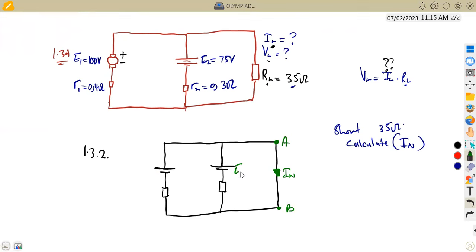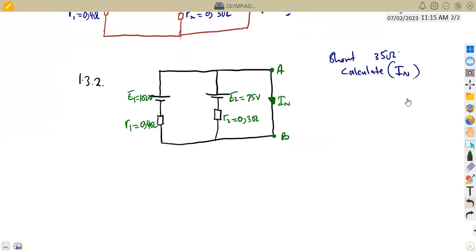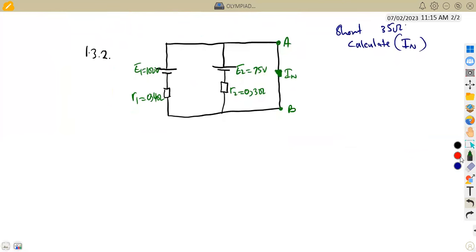As you can see here, we've got our E2, which is 75 volts, our R2, which is 0.3 ohms, our E1, which is 100 volts, our R1, which is 0.4 ohms. So we can calculate this short circuit current if we are to apply our Kirchhoff's laws. They state that this is our positive, so current is flowing this way. So our current from this branch, we're going to have current 1. This is our positive, so current is also flowing this way. So we are going to have our current 2.